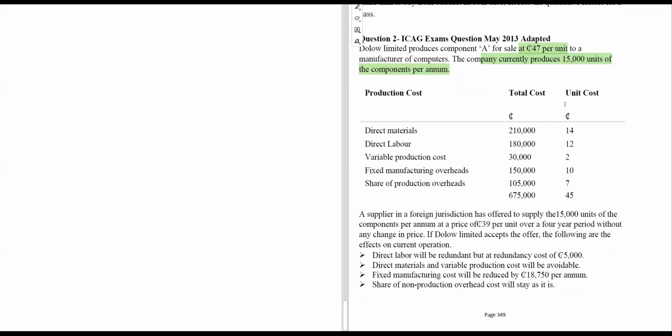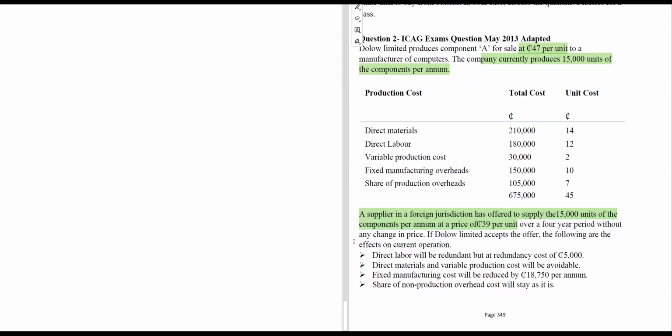Dolo Limited produces component A for sale at 47 cedis per unit, right? So if they sell it at 47 cedis per unit to a manufacturer of computers, and the company currently produces 15,000 units of component per annum. So this is their capacity. Okay, so this is the total cost. These are the unit costs. And they are saying that a supplier in a foreign jurisdiction has now offered to supply these same 15,000 units of the components per annum at a price of 39 cedis per unit.